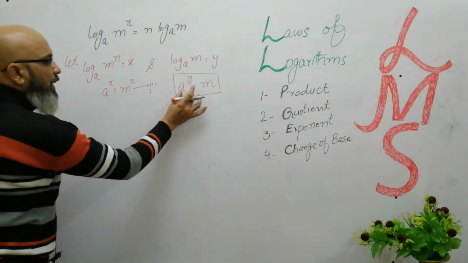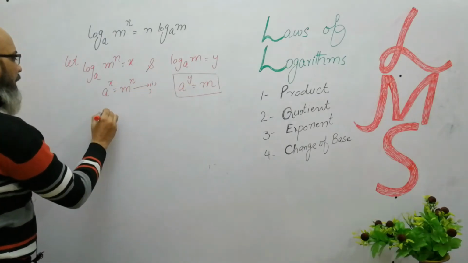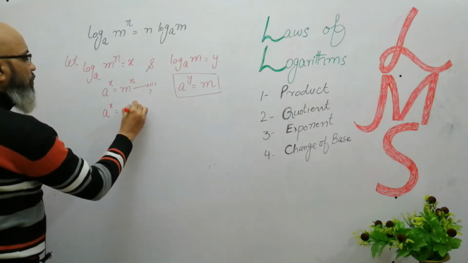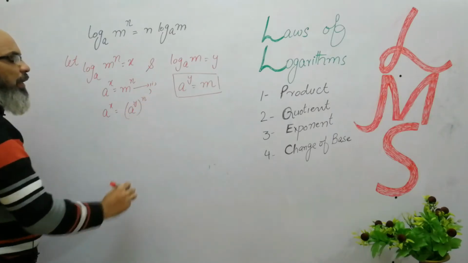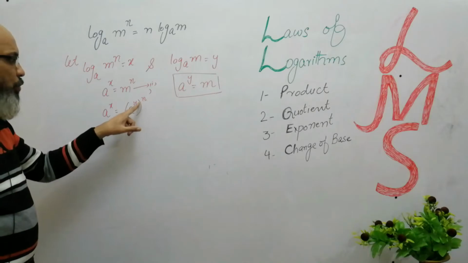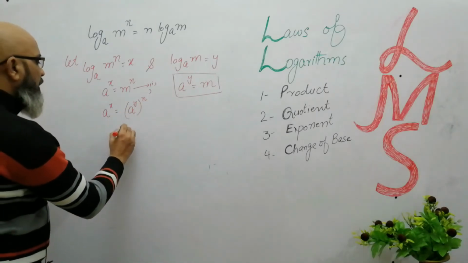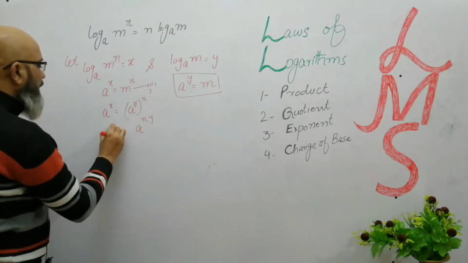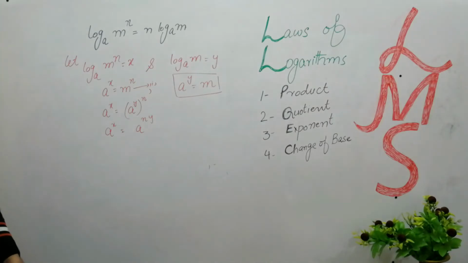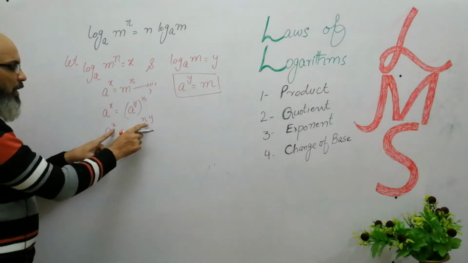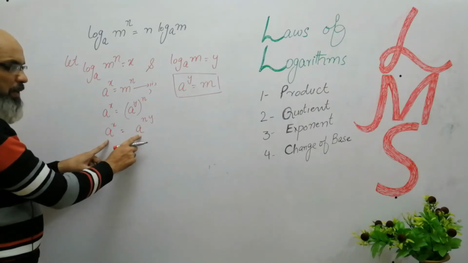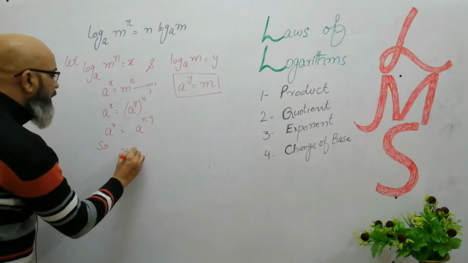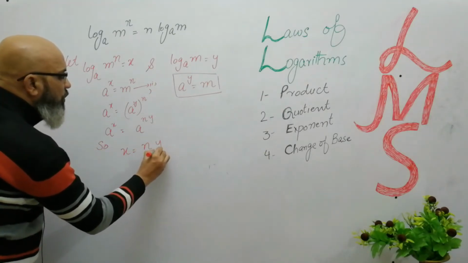अब m की जगह पे हम ये value a की power y लिखते हैं. a raised to power x is equal to a raised to power y whole power n. As you know the law of the exponent, these two powers will multiply each other. So what comes? A raised to power n y, and here we get a raised to power x. And there is another law: if bases are the same then exponents are also equal. So x is equal to n y, right?